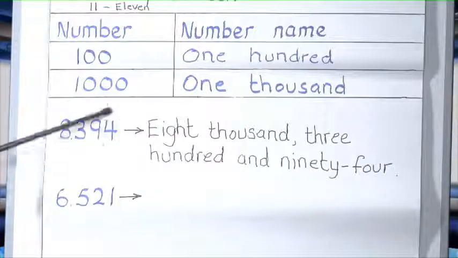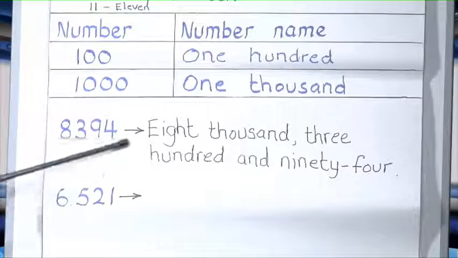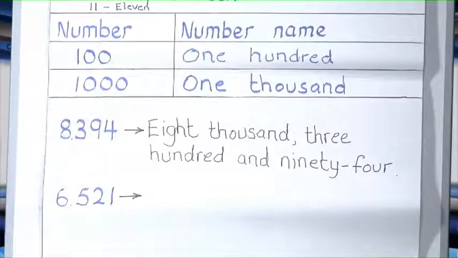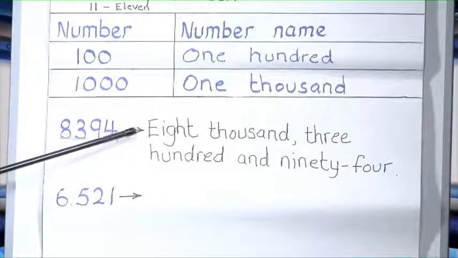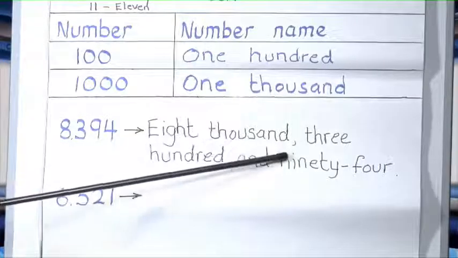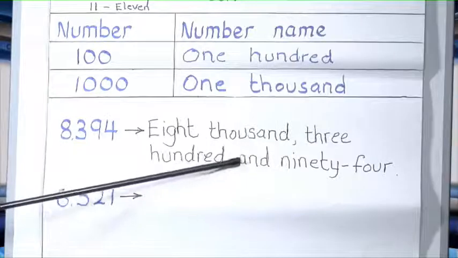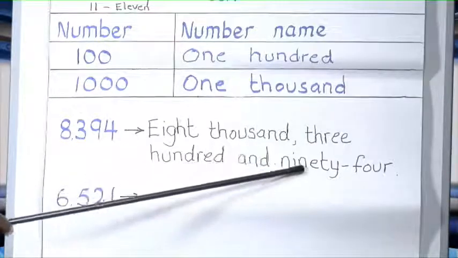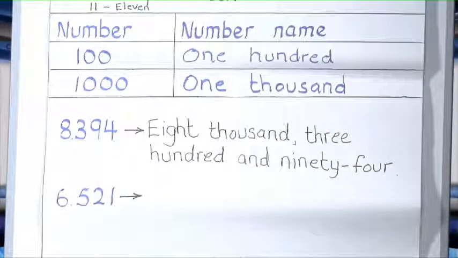So with this figure, as I've written on the board, if you want to write the number name for this figure, it's going to be 8,000 with a comma, 300 conjunction and 94.